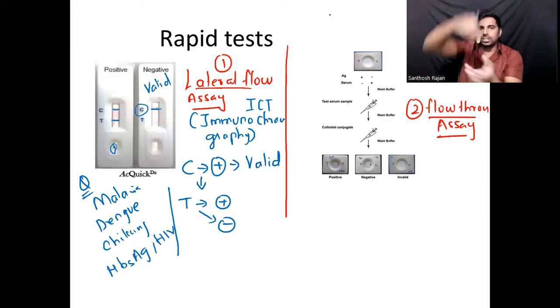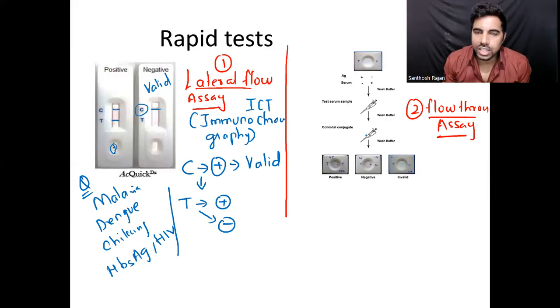In a flow through, it will be like this. So in flow through, you may see this kit, like this. You see here, you put the drop, it will be small, this much only, in one place only. So you have to control. You see control and the test.